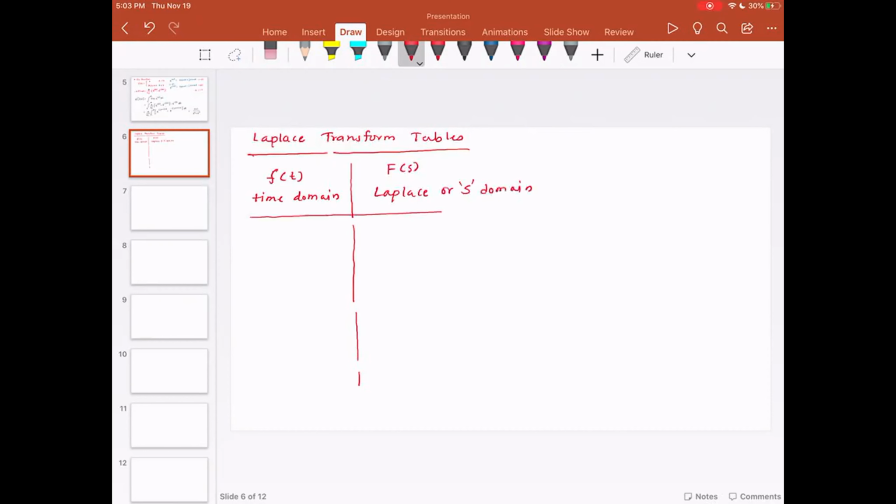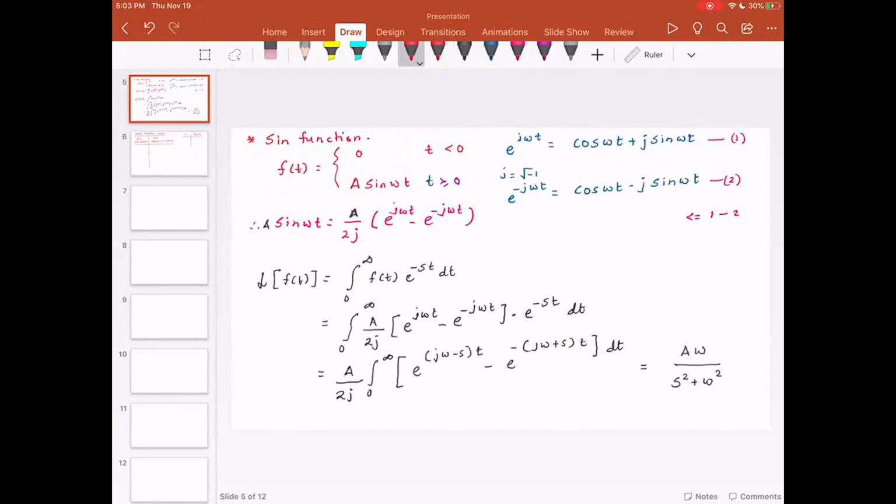And this is exactly similar to the number and the log of the number. So if you look at the logarithm tables, s square plus omega square.